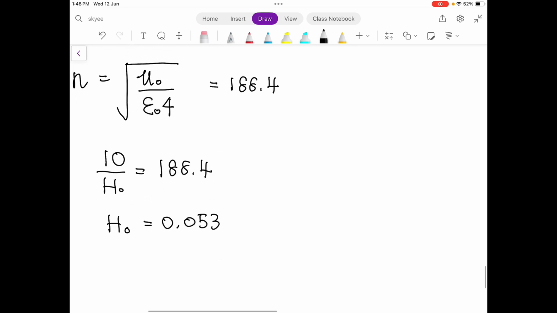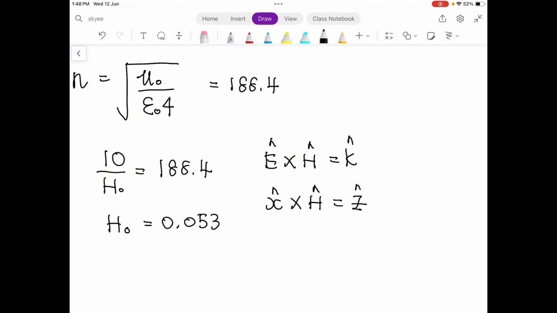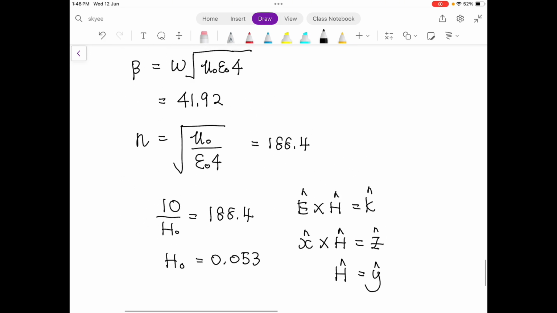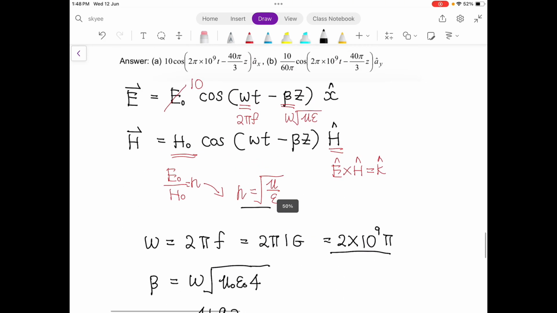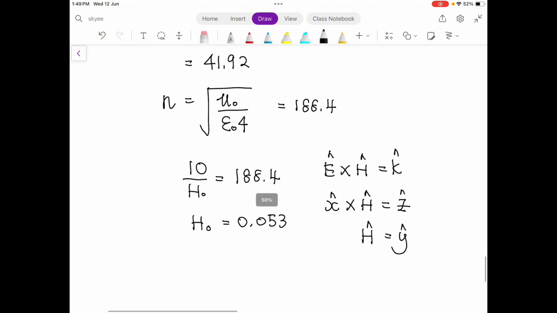As for the directions, we are going to find out where they are. The E is in the X direction, the H we don't know, and the K is in the Z direction. So the H will be in the Y direction, following X, Y, Z. Now you have everything, so you can put them inside the equations.